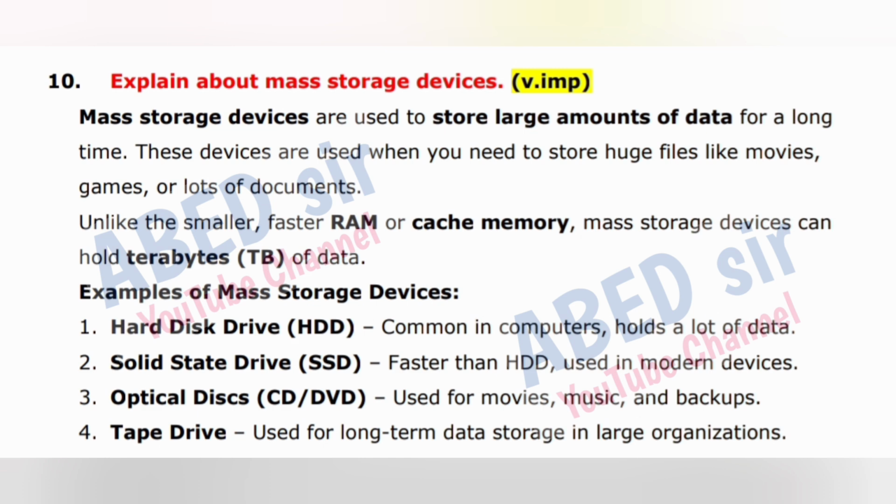Examples of mass storage devices. 1. Hard disk drive, HDD, common in computers, holds a lot of data. 2. Solid-state drive, SSD, faster than HDD, used in modern devices. 3. Optical discs, CD-DVD, used for movies, music, and backups. 4. Tape drive, used for long-term data storage in large organizations.